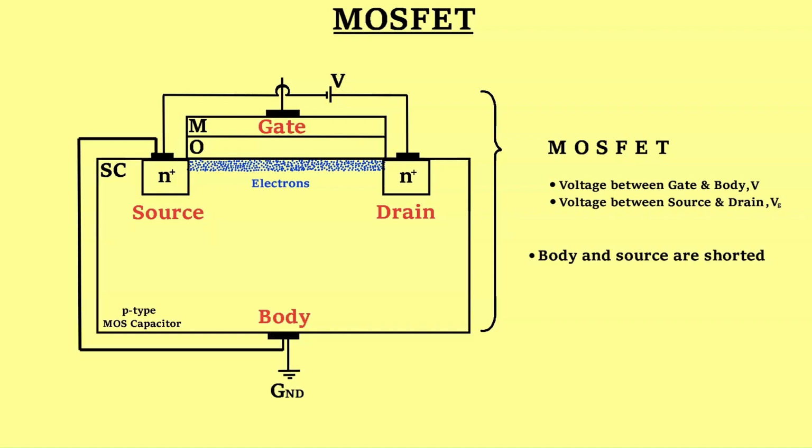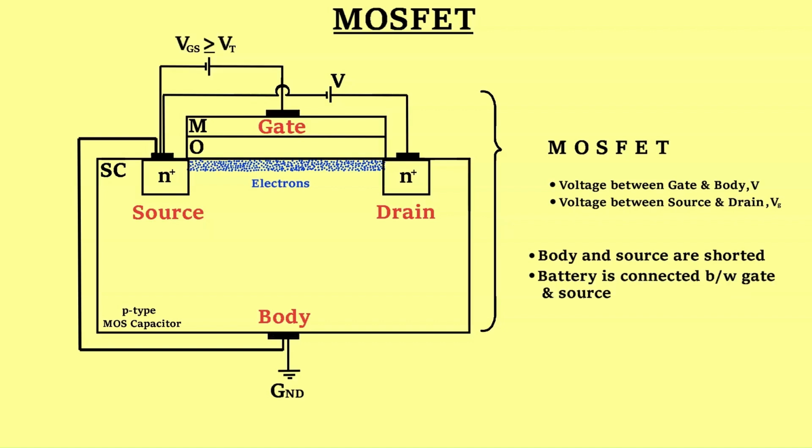In general, there is actually no battery directly attached between gate and body. Actually, body and source terminals are generally shorted, and a battery is connected between gate and source terminal. Therefore, the voltage difference between the gate and body is now equal to the voltage difference between gate and source. We know that we want a potential difference between gate and body terminal for creating the inversion layer channel. But now, since source and body terminals are at the same potential, we can also say that the potential difference between gate and source terminal will also create an inversion layer.